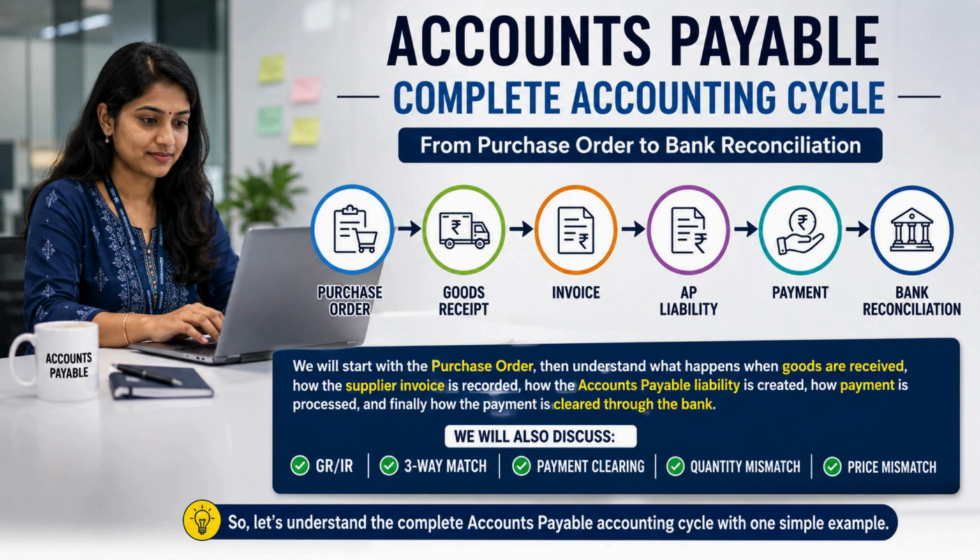We will start with the purchase order, then understand what happens when goods are received, how the supplier invoice is recorded, how the accounts payable liability is created, how payment is processed, and finally, how the payment is cleared through the bank. We will also discuss important concepts such as GR/IR, three-way match, payment clearing, quantity mismatch, and price mismatch. So, let's understand the complete accounts payable accounting cycle with one simple example.